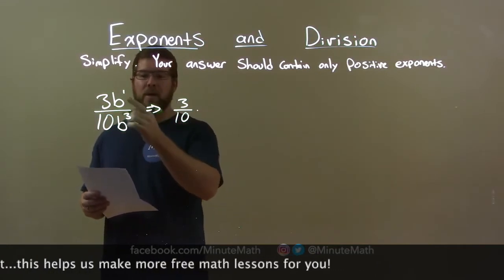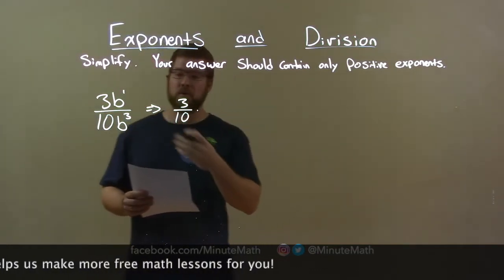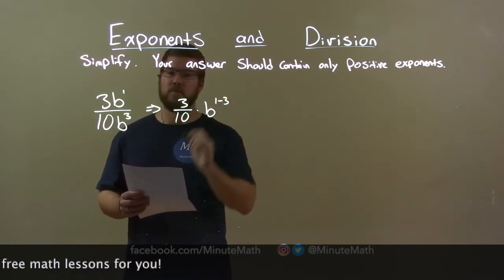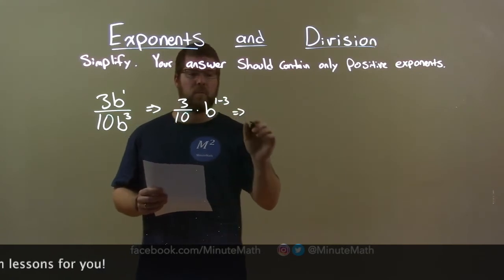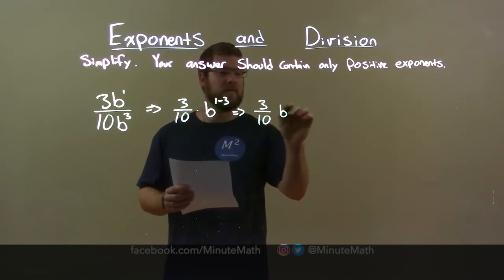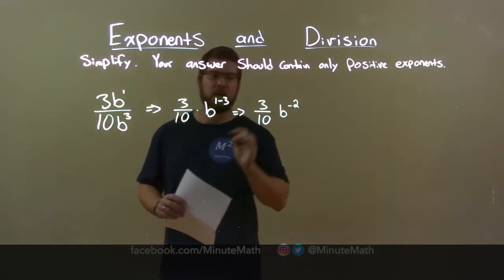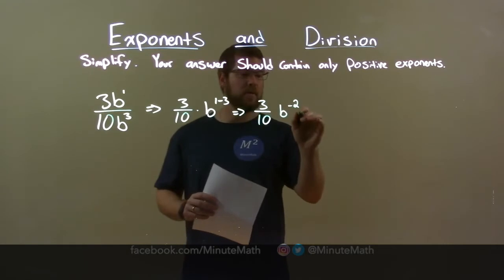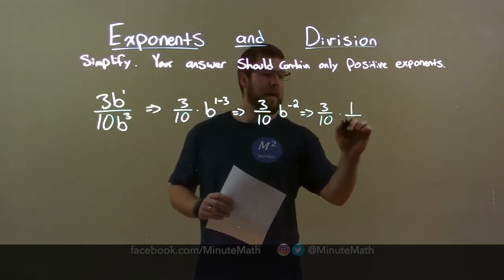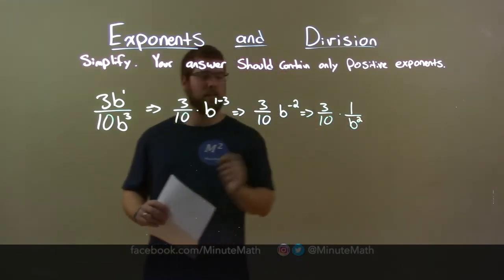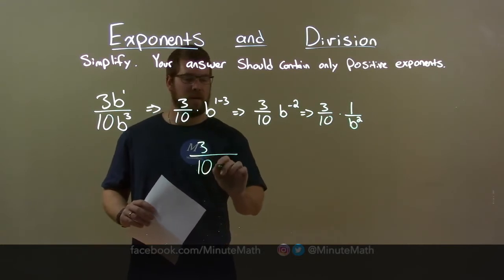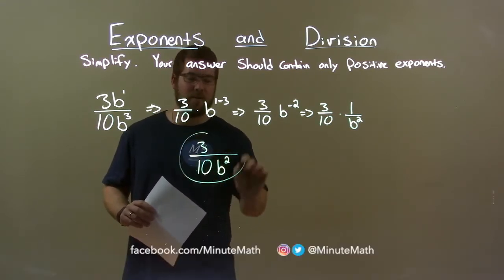Well, when we have the same base, we subtract the exponents when division is involved. So b to the 1 minus 3, we subtract the exponents. Well, 1 minus 3 is negative 2, so we have 3 over 10 times b to the negative 2 power. We know b to the negative 2 power is the same thing as 1 over b squared. We can combine all that together to get our final answer of 3 over 10b squared.